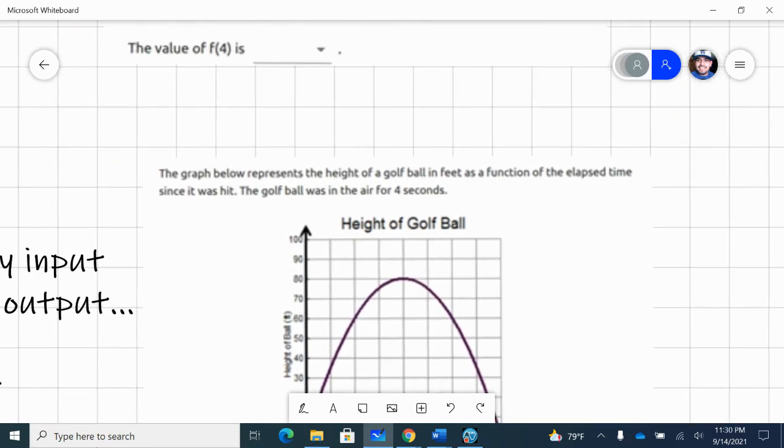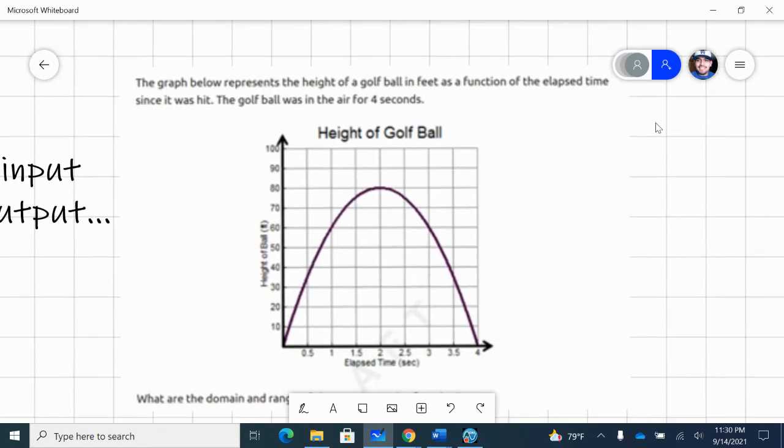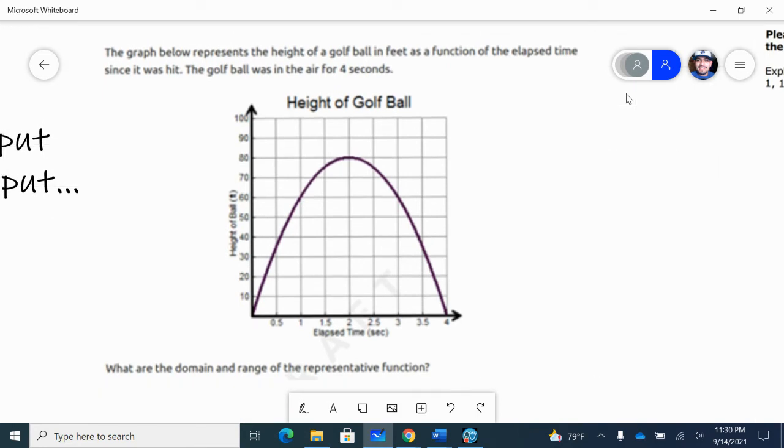Our next problem here, let's do this one. The graph represents the height of the ball in feet as a function of elapsed time since the ball was hit. The golf ball was in the air for 4 seconds. That's very important information here. We have a graph comparing the height in feet as a function of time. So I'm comparing time to height, which is here. Now I'm also given something important, which says the ball was in the air for 4 seconds.